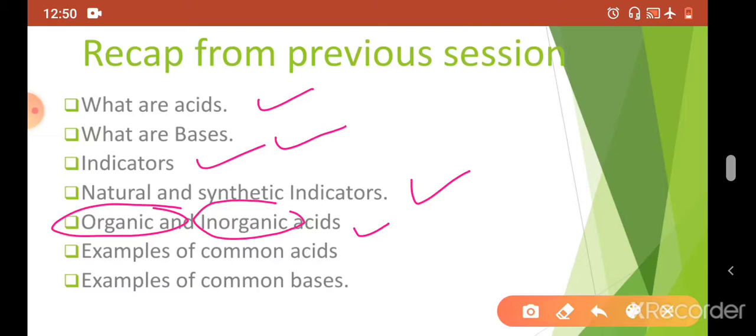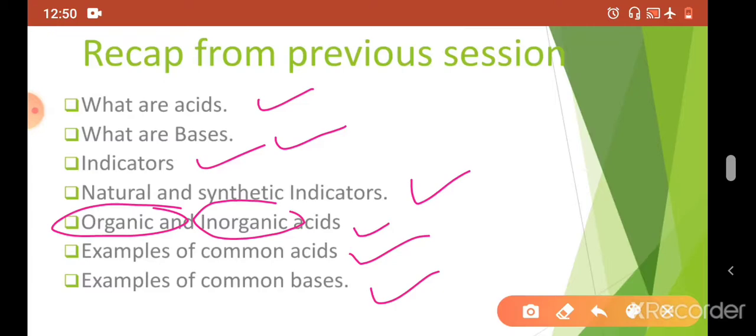Inorganic acids, we gave examples like nitric acid, sulfuric acid, and hydrochloric acid. For you, it is very important to remember the formulas of these acids. Next, we gave examples of common bases like NaOH, KOH, sodium hydroxide, and potassium hydroxide. And I also told you that there are some bases which are available in our households like baking soda, NaHCO3, and washing soda, Na2CO3. So this was about the previous session.